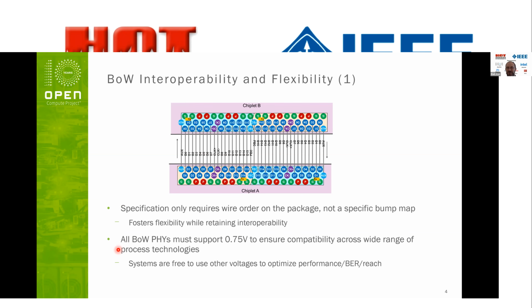Another similar approach is that, to really support a broad range of process technologies, we want to choose an I/O operating voltage that is very likely to be supportable by a broad range of processes. And 0.75 volts is, I think, a very reasonable choice from that perspective. So this is the I/O voltage that is required for all implementations to support. But any particular implementation or system is free to use other voltages, to do appropriate optimizations and trade-offs between performance, BER, and reach, as long as the PHYs on the two sides are able to support the same operating voltage from a datasheet perspective.